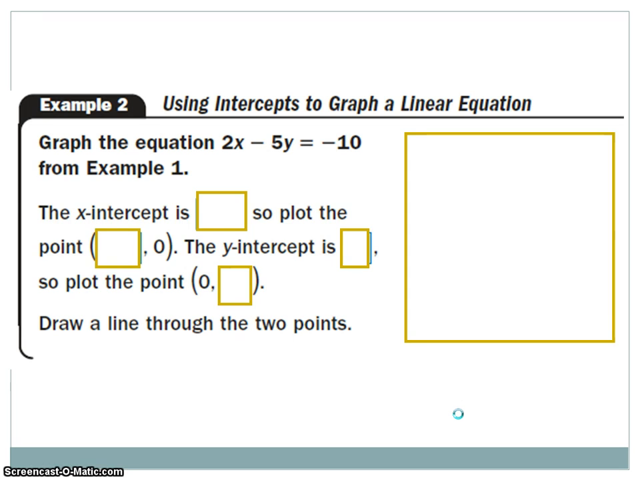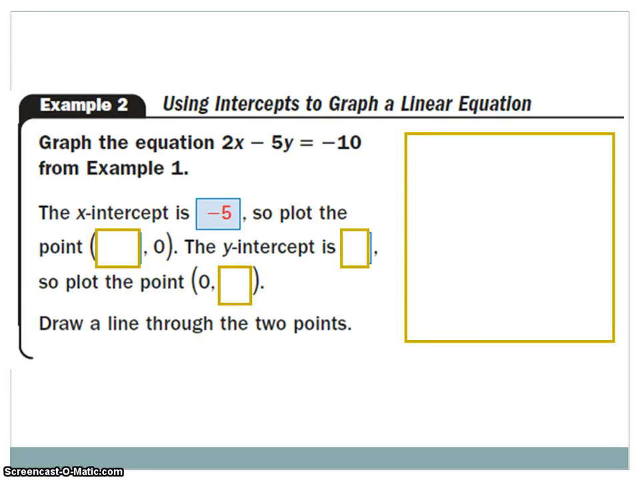To graph this, we now use the x and y intercept that we used before. The nice thing about this is that you do not need to solve for y. You don't need to change it into function form. You substitute 0 in for x to find y. You substitute 0 in for y to find x.